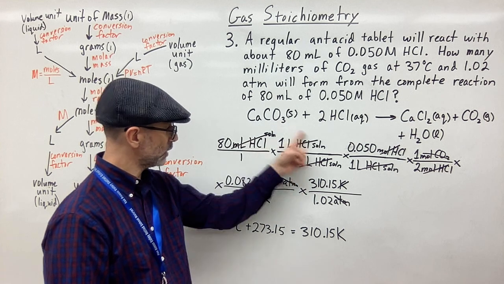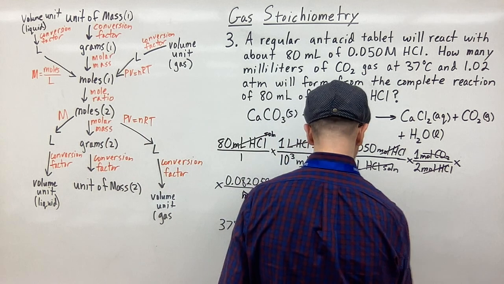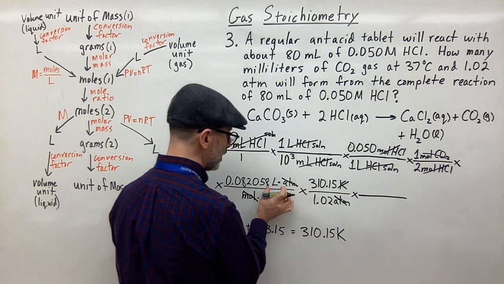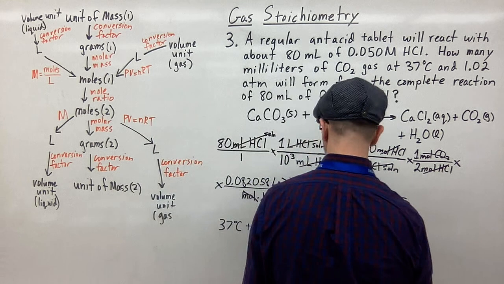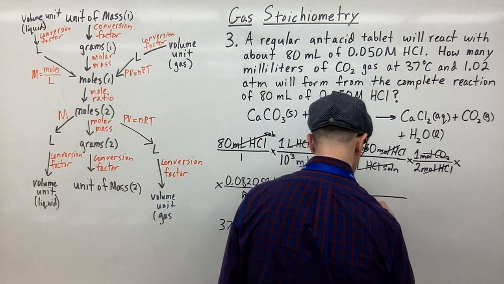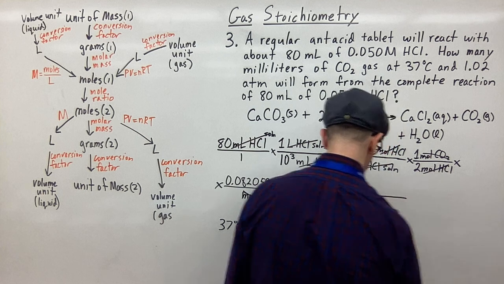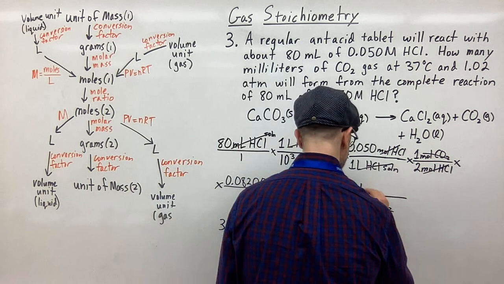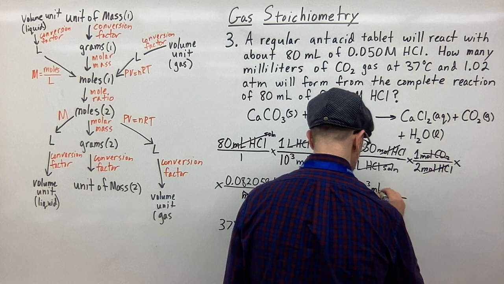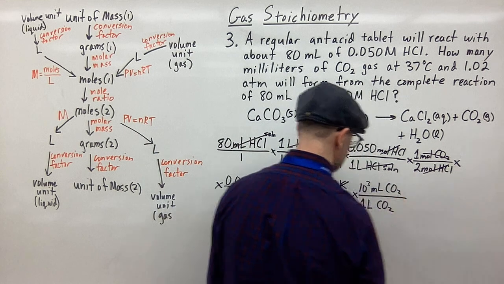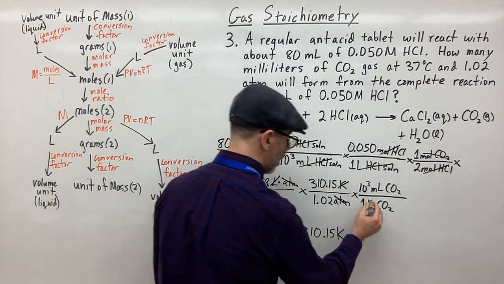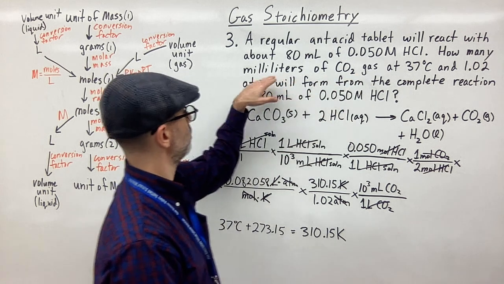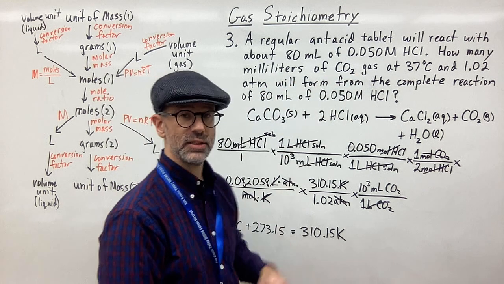And so we're going to go back to this relationship here, but we're going to flip it this time. Since we have liters on the top, we're going to put milliliters on top and liters on the bottom. So 1 liter of CO2. We're talking about CO2 gas now, right? So here we have CO2 gas, and then we have 10 to the third milliliters of CO2 gas on the top. So liters are going to cancel out, and we're left with milliliters, which is what they're asking for. How many milliliters of CO2 gas? So this is done here.